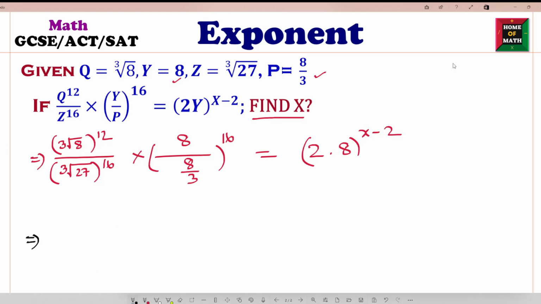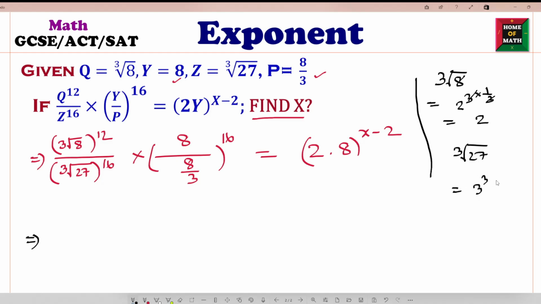Now look, the cube root of 8: 8 means 2 to the power 3, and cube root means times 1 by 3. So this 3 and this 3 cancel out, and the cube root of 8 is only 2. Similarly, the cube root of 27 means 3 cubed to the power of 1 by 3, so the 3s cancel out, and it is only 3.